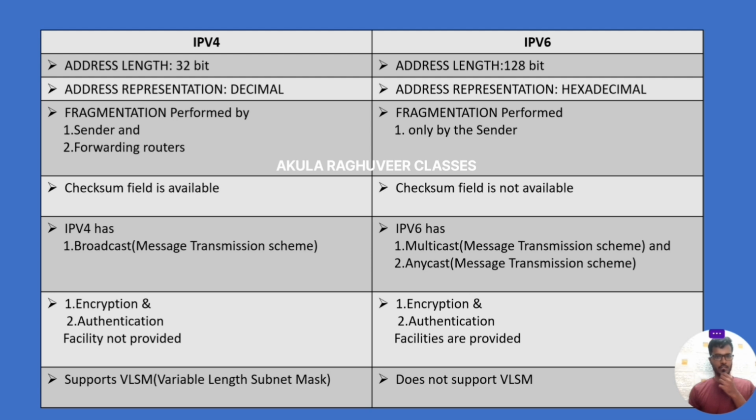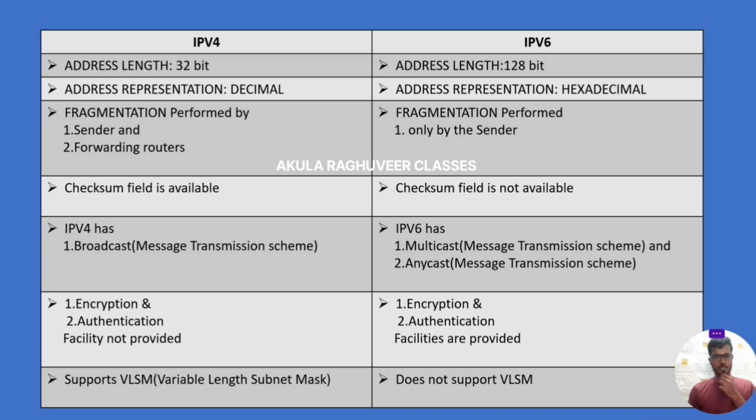Fragmentation. Next difference is fragmentation. Fragmentation is performed by sender and forwarding routers in IPv4. Actually, what is fragmentation? Fragmentation is nothing but breaking down of packets into smaller pieces. That is called fragmentation. So in IPv4, fragmentation is performed by sender as well as by forwarding routers. Whereas in IPv6, fragmentation is only performed by sender. Next point is checksum field is available in IPv4, whereas in IPv6 there is no checksum field.